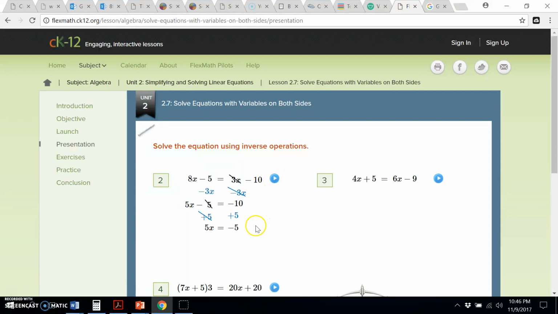Now you have a one-step equation. This is a multiplication problem. 5x equals negative 5 is a multiplication problem. So then you need to divide by 5 on both sides. And then you're left with x equals negative 1. If you notice, that's negative 5 divided by 5, the signs are different. Your answer is negative. All right, let's model number 3.